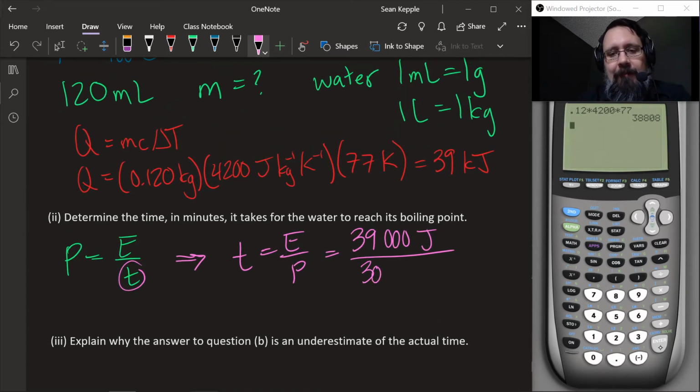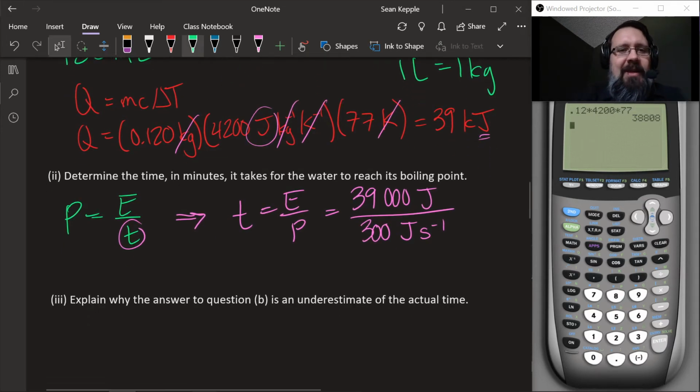Oh, you know what? I forgot to show that the units up here work out to give you joules. So you can see the kilograms will cancel out here and here, and the kelvins will cancel out here and here, and then we're just left with joules. So that's why we had joules right there.